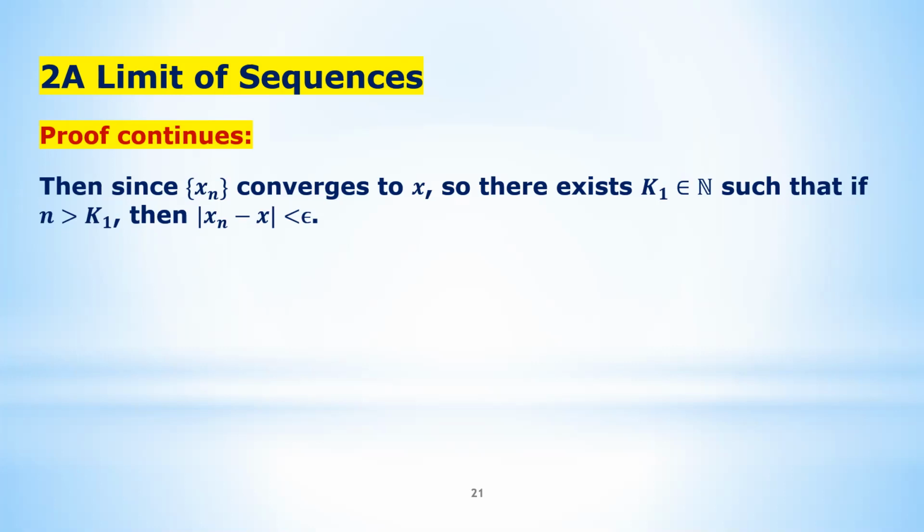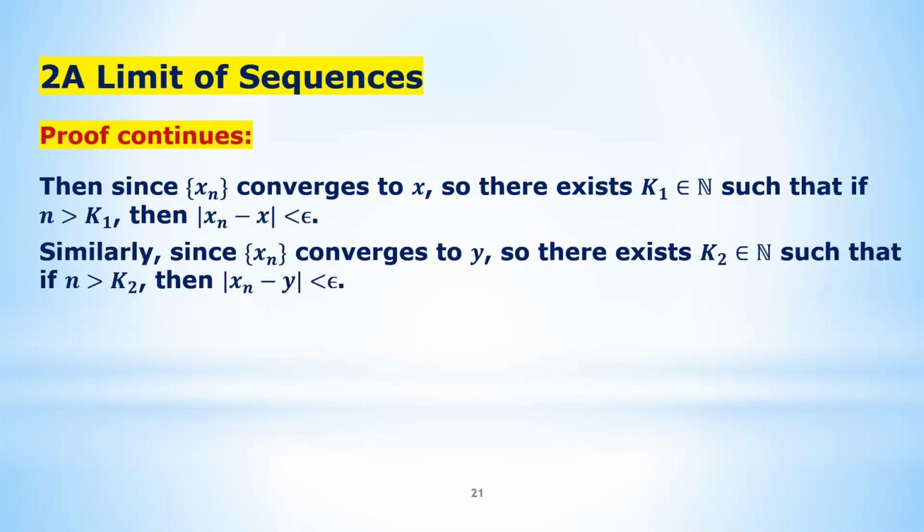So what does this tell us? This basically tells us that if n is greater than k1, then the term xn will be in the x interval because the distance to the center is less than epsilon. Okay. Now we continue because I know that the xn is also assumed to converge to y.